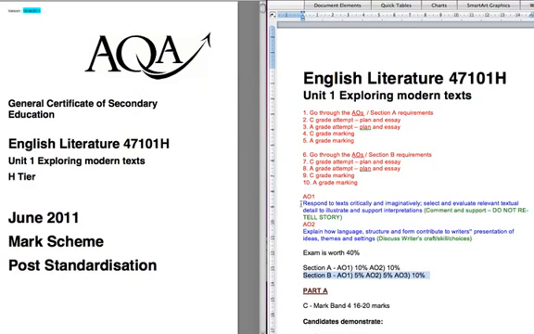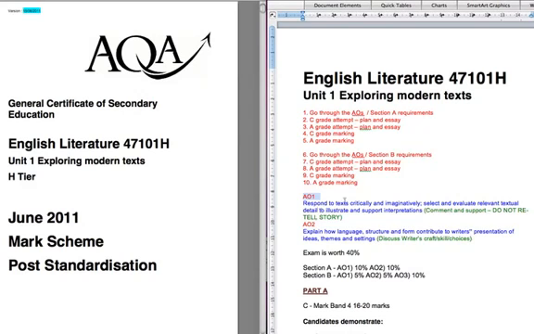So the first thing we need to know is, what is an AO? AO basically stands for assessment objective. This is what you're being assessed on, your ability to do. The AOs are exactly the same whether you're aiming for an F or whether you're aiming for an A star. This is the arena of skill that you're being tested on.